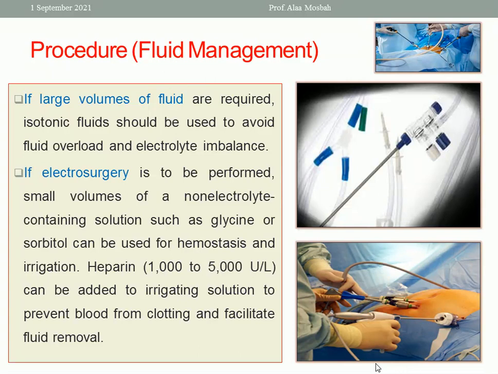If electrosurgery is to be performed, some volumes of non-electrolyte containing solution, such as glycine or sorbitol, can be used for hemostasis and irrigation, and heparin, 1000 to 5000 units per liter, can be added to the irrigating solution to prevent blood clotting and facilitate fluid removal.